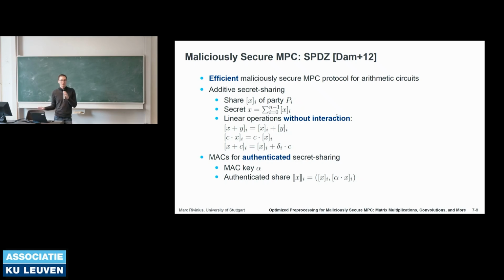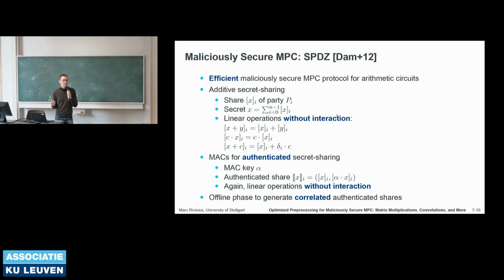And then there is a MAC check procedure to check every value that is opened as an intermediate value and check every output. And if some parties cheated, then you can detect that with the MAC check. And because we have the linear secret sharing, also on the MAC'd version, on the authenticated secret sharing, you can still do all the linear operations.